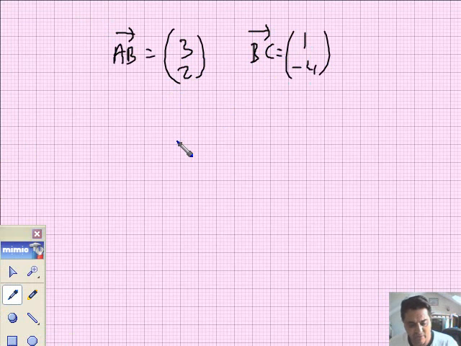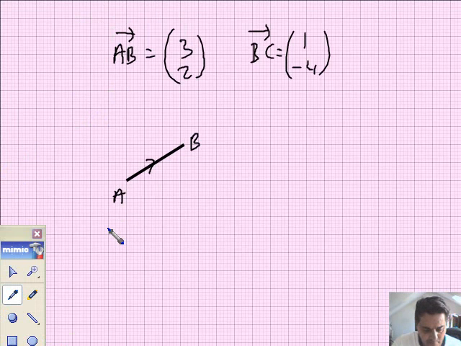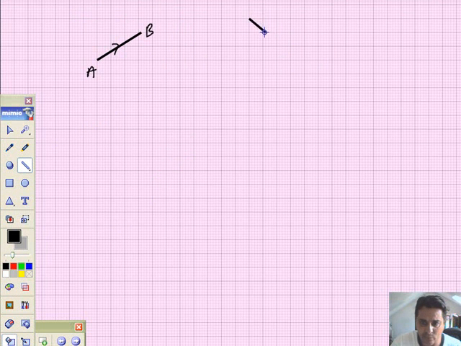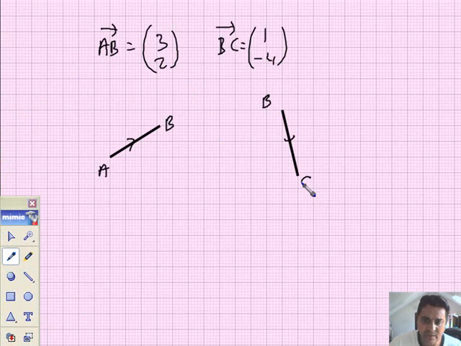I've got to draw diagrams showing AB and BC. Oh, okay. Well, AB is basically 3 across. Let's start with that. 3 across and 2 up. And let's label it AB because I've got to do that. A to B. And then it says BC. Well, that's 1 minus 4. So let's just start over here. We can go 1 across and 4 down. 1, 2, 3, 4. And that's BC, going in the direction shown by the arrow. It's important to put an arrow.